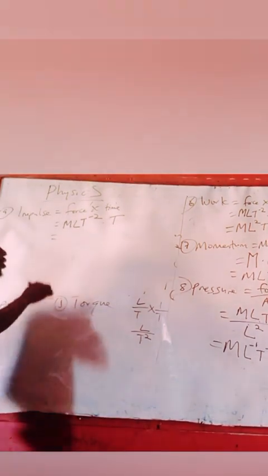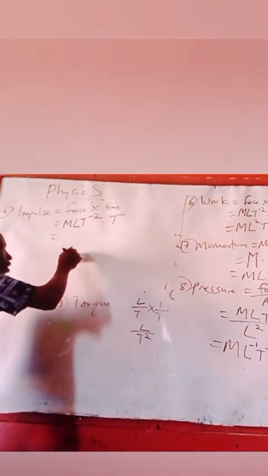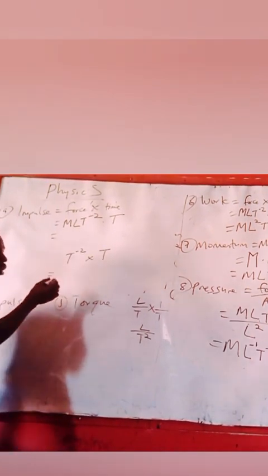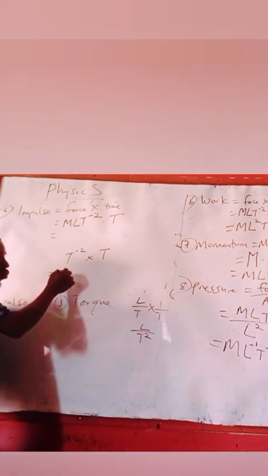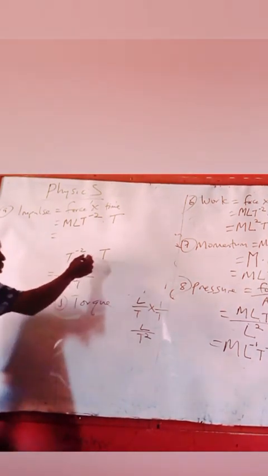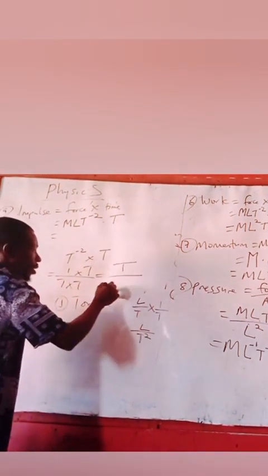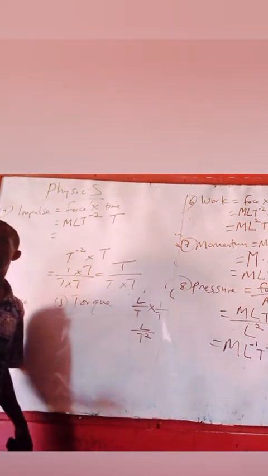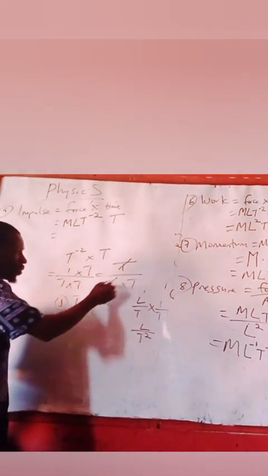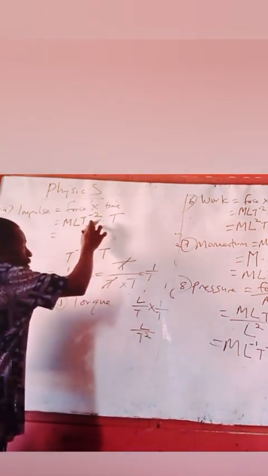Let us consider this. This is MLT, and the one repeating again is T. This is T raised to the power minus 2 times another T. T raised to the power minus 2 means 1 over T squared, and it is still multiplied by this T. This is just like saying T over T times T. This T cancels one of this T. All we will have left will be 1 over T, which means here we're going to have T raised to the power minus 1.